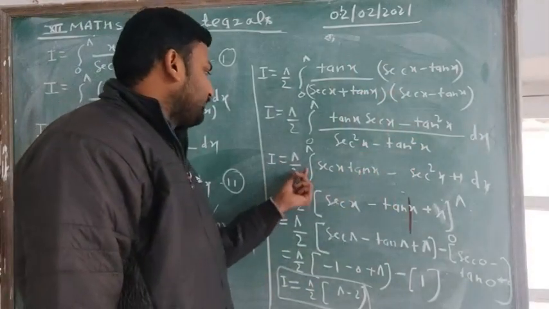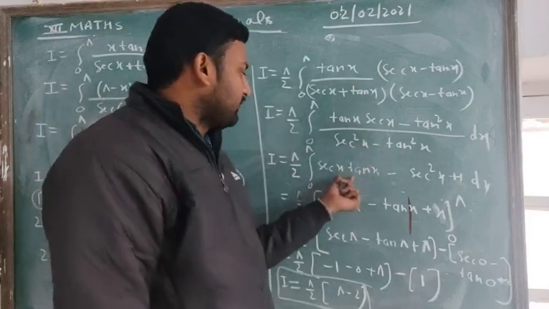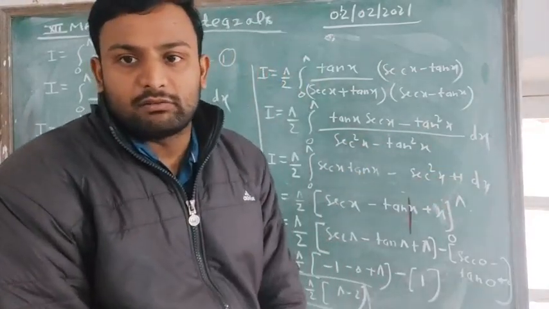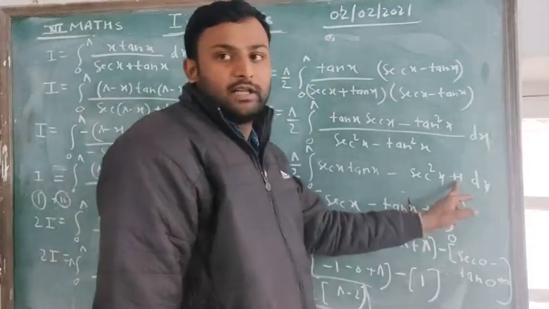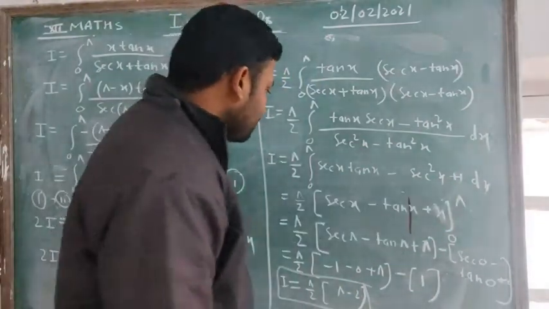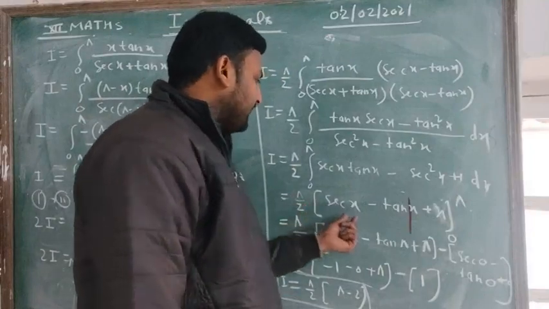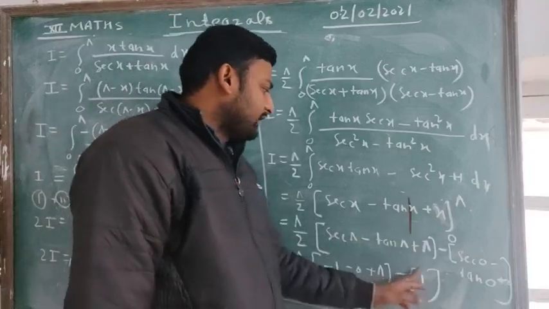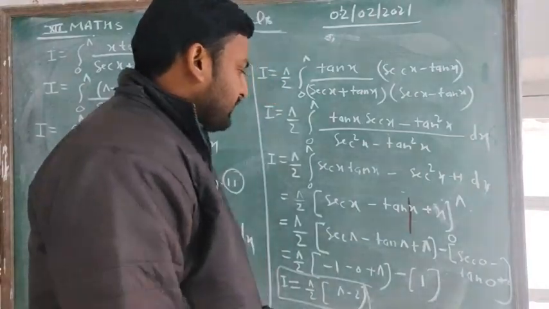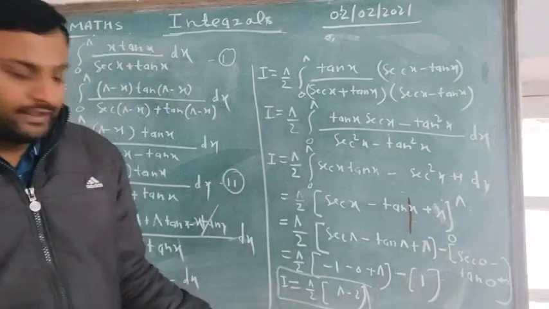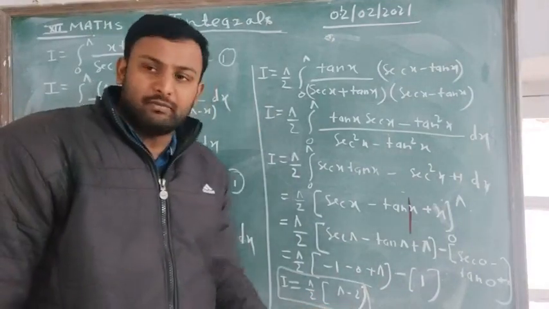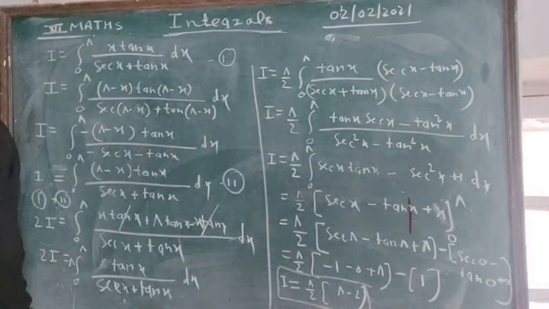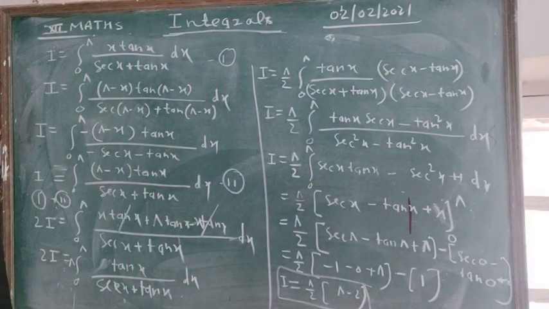So our I is pi by 2 times the integral 0 to pi of sec x tan x minus tan square x, and we can write tan square x as sec square x minus 1, so the sign is changed and we get all positive signs. Now pi by 2 times sec x minus tan x plus x, from 0 to pi, that is sec pi minus tan pi plus pi, and substituting the limits we get our result: I is pi by 2 times (pi minus 2). Okay students, now we take another question.